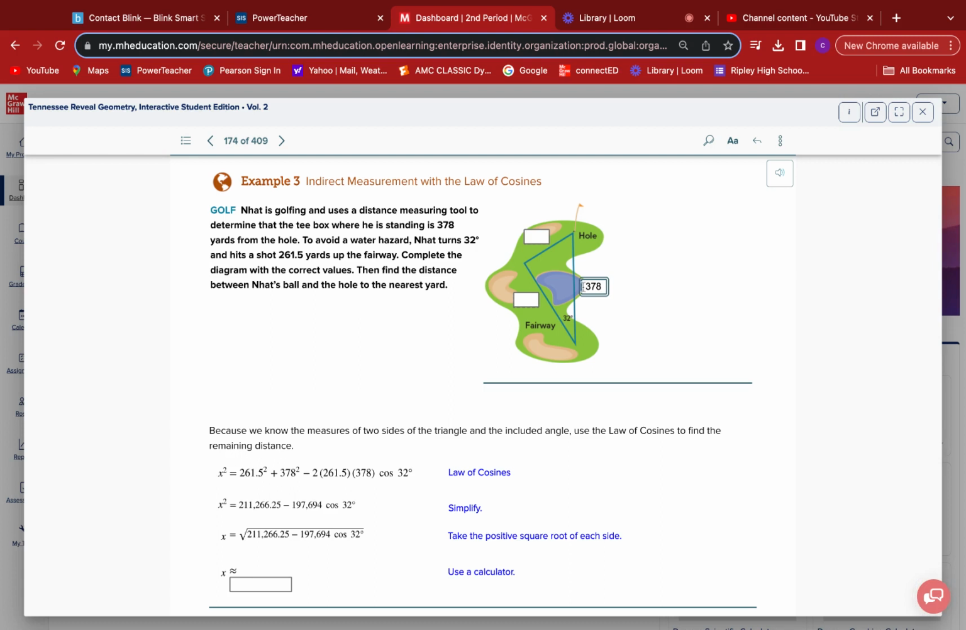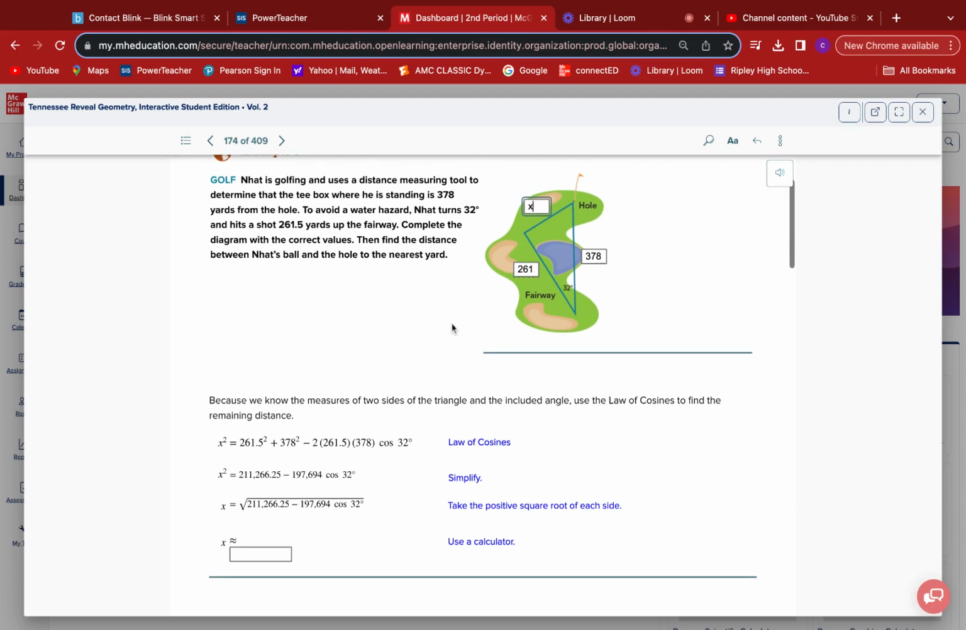Cool. All right. To avoid a water hazard, Nat turns 32 degrees and hits a shot 261.5 yards away from the fairway. Complete the diagram with the correct values. Then find the distance between Nat's ball and the hole. All right, so that's going to be our unknown.